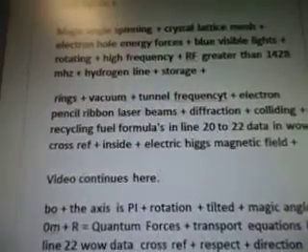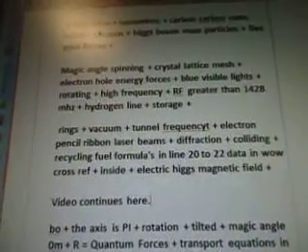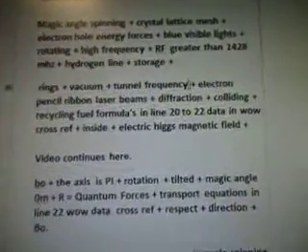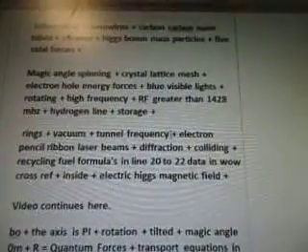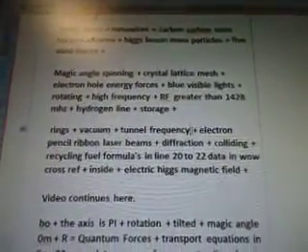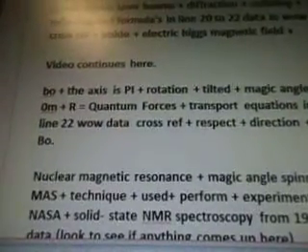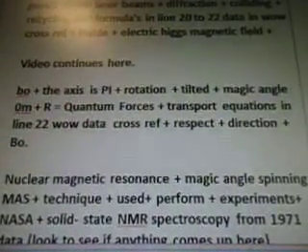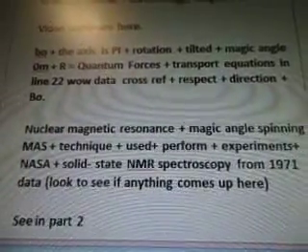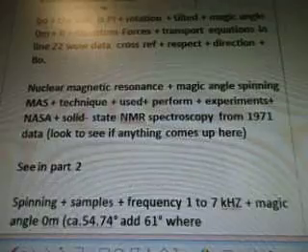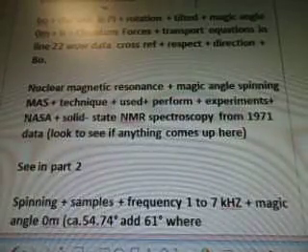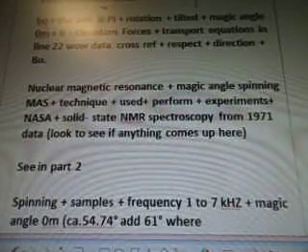I wasn't sure if you caught the last part of the last one, so let's backtrack one paragraph, okay? Rings, vacuum, tunnel frequency, electron, pencil ribbon laser beams, diffraction, colliding, recycling fuel formulas in line 20 to 22 data, and while cross-reference inside electric Higgs magnetic field. So, nuclear magnetic resonance, magic angle spinning, mass technique used to perform experiments, NASA, solid state NMR spectroscopy from 1971.